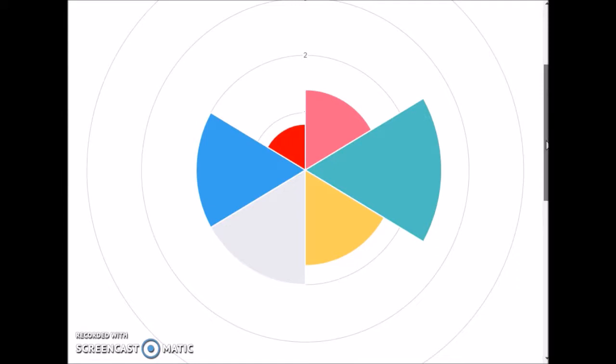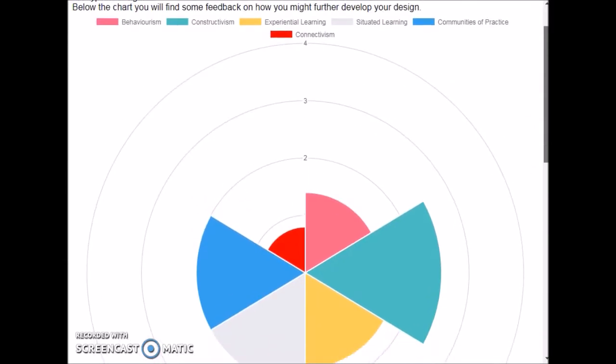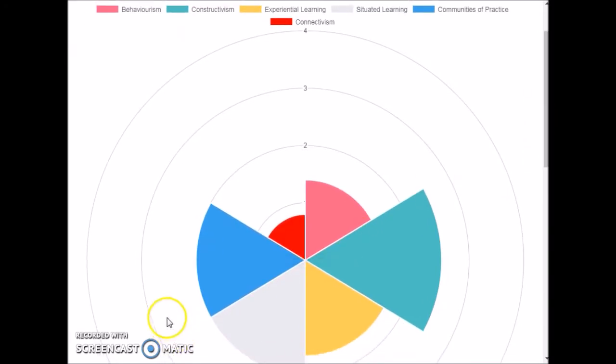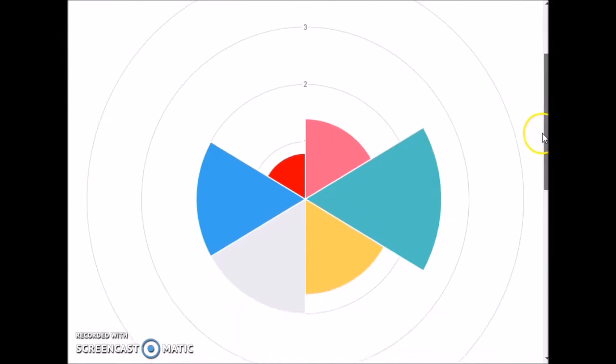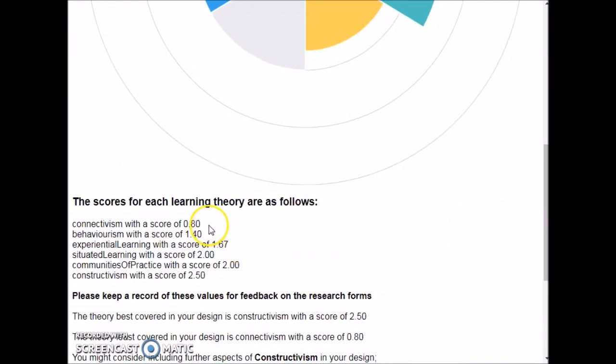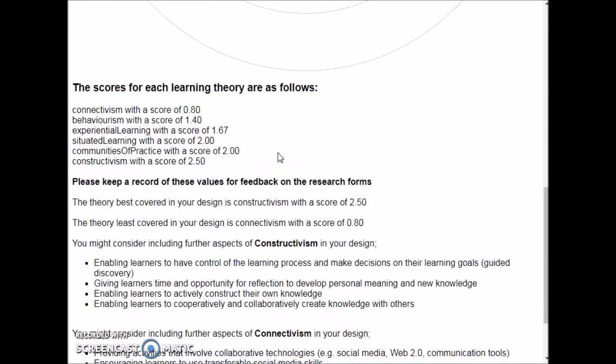I didn't do that well. You can see that constructivism's strong-ish, although there's still quite a bit more I could have done. But if I look at connectivism, for example, that's particularly low. I can see the numbers here if I hover over these blocks. I'm just going to go down and look at the rest of the advice I've been given. So here are my scores, and I can see that constructivism was quite strong. Situated learning, communities of practice, not so bad, but I wasn't really making much of these other theories. There's a couple of suggestions down here.